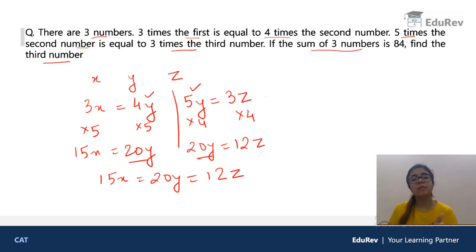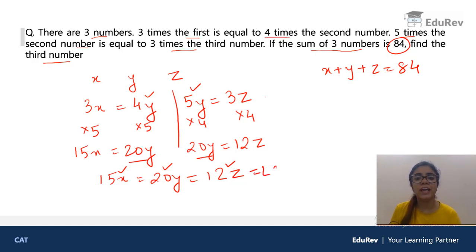They are saying the sum of these numbers is 84. So that means x plus y plus z should be equal to 84. Understand, I just know the relation which says that 15 times x is equal to 20 times y is equal to 12 times z. I want the relation of x, y, z. Whenever you have three terms which are equal this way, equate them to their LCM.